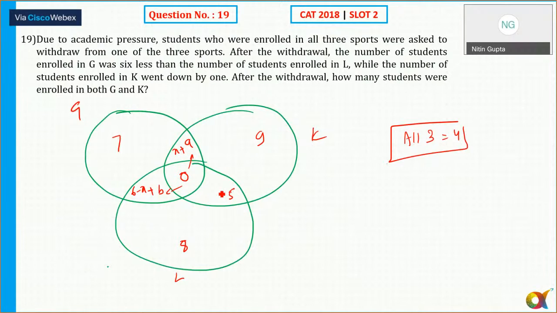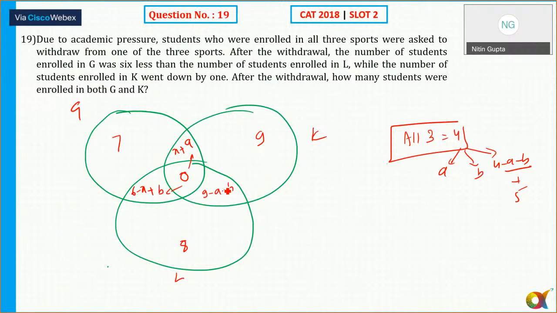Okay, so this will be equal to 5 minus a minus b. Not this one now, sorry. This will be 5 plus 4 minus a minus b, because 5 were already there, and a total of 4 people, of which a shifted to the other region. So this will be plus 5, that comes out to be 9 minus a minus b. So I hope this part is clear to all of you.